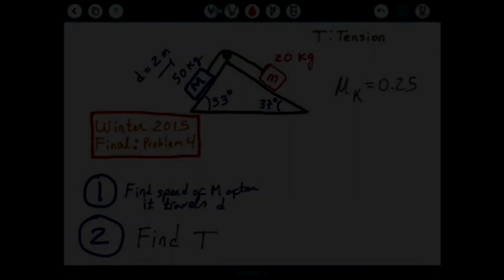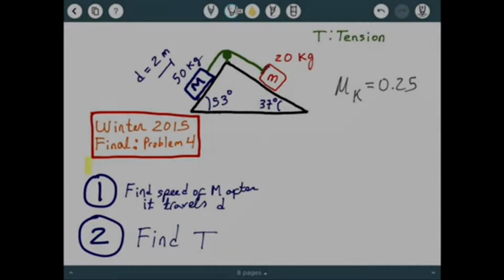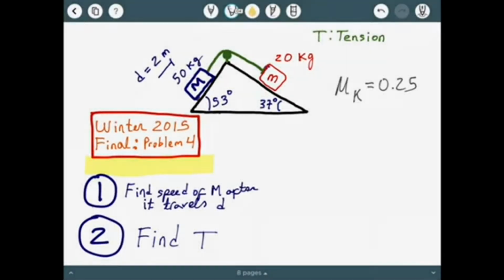Alright, this is problem number 4 from the Winter 2015 final. It's about a double incline with two masses, M being the biggest, connected by a rope with tension T. The big mass M slides down, dragging along little m with it, with a coefficient of friction of 0.25, and they ask you, if it slides that distance d of 2 meters, what is the speed of m at the bottom, and what is the tension of this rope?